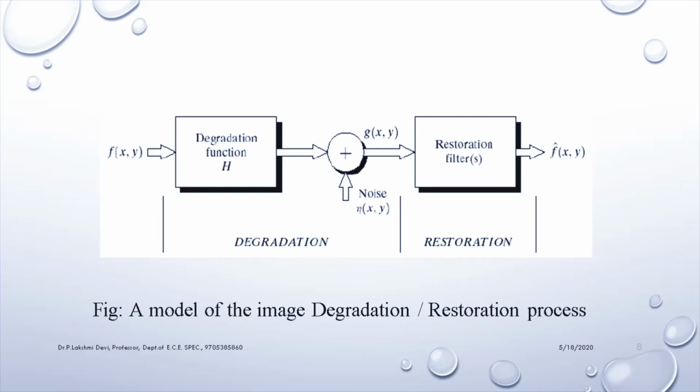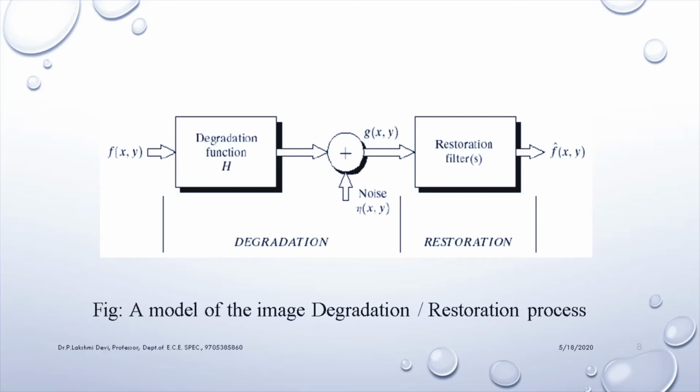So f cap of xy is not always the same as f of xy, because once the image has undergone any sort of noise or degradation mechanism, there is no chance to retrieve it back exactly as the original image. That's the reason we denote the output restored image as f cap of xy only.